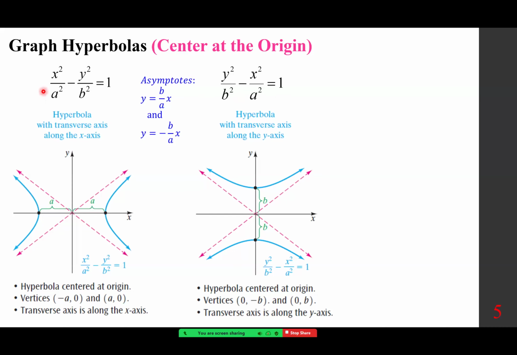Notice in this case, the coefficient of x squared over a squared is positive. In this case, the coefficient of y squared over b squared is positive. And therefore, they have the same set of asymptotes. Now, this one, the vertices are located at a, 0 and negative a, 0. In this case, the vertices are located at 0, b and 0, negative b. So it is a hyperbola centered at the origin, with vertices 0, negative b and 0, b. The transverse axis is along the y-axis.